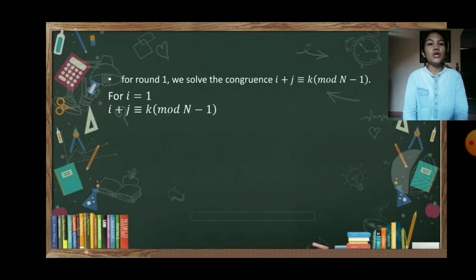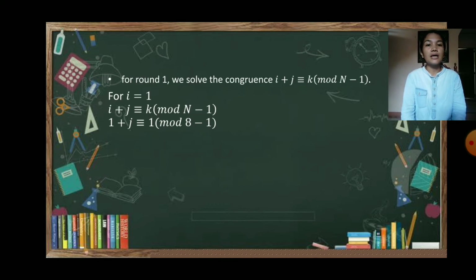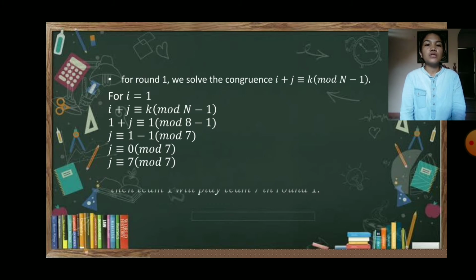For round 1, we solve the congruence I plus j is congruent to k mod n minus 1. For I equals 1, I plus j is congruent to k mod n minus 1. Then 1 plus j is congruent to 1 mod 8 minus 1. J is congruent to 1 minus 1 mod 7. Then j is congruent to 0 mod 7, and 0 mod 7 is also congruent to 7 mod 7. Since j equals 7 and 7 is not equal to 1, team 1 will play team 7 in round 1.